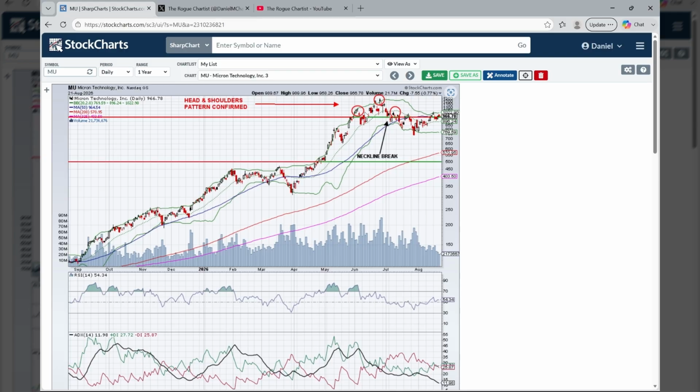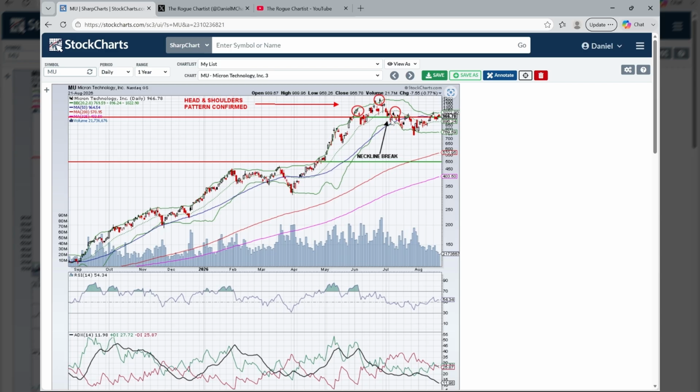And this is when you start to see the distribution phase. The distribution phase is when smart money liquidates their trades for profit and hands it to retail, essentially. And as you can see, we have the head and shoulders top bear reversal pattern. The left shoulder was created in May, the head was created in June, and then the right shoulder was created in July. The neckline was at 900, and as we can see, it broke below the neckline, confirming the head and shoulders pattern.